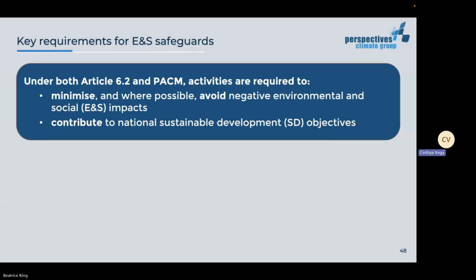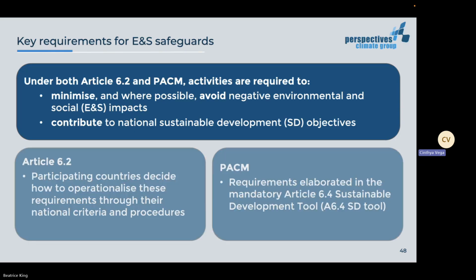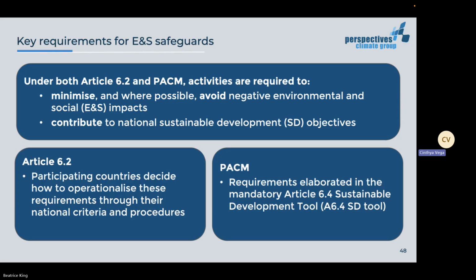Great. Well, now I will run through the key requirements for environmental and social safeguards. So under the PACM and under Article 6.2, they both are required to minimize and, where possible, avoid negative environmental and social impacts and contribute to the National Sustainable Development Objectives. But it's important to note that under 6.2, it's the countries who decide how to operationalize these requirements, and this happens through their national criteria.